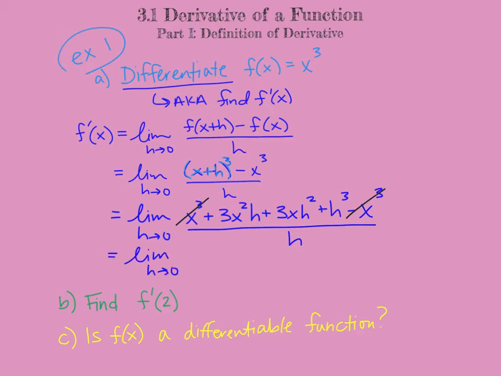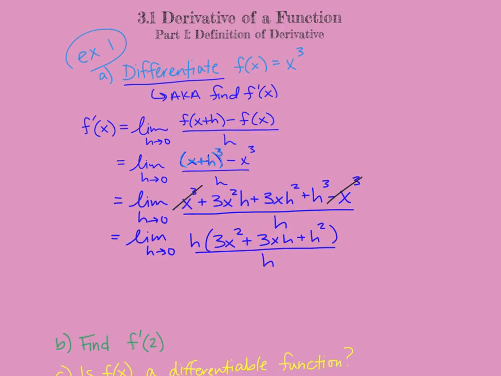So I'm going to factor out the h in the numerator. In the first term, we're left with a 3x squared. In the second term, we're left with a 3xh. And from the h cubed, we're left with an h squared. And we're still all over h.